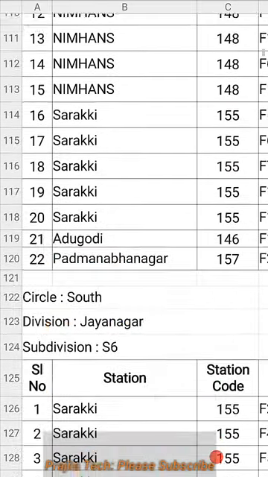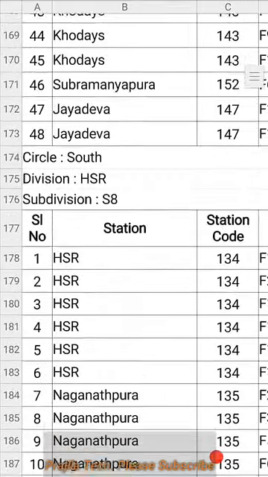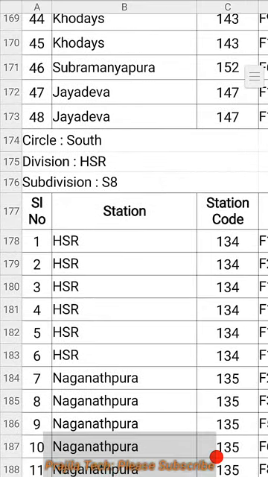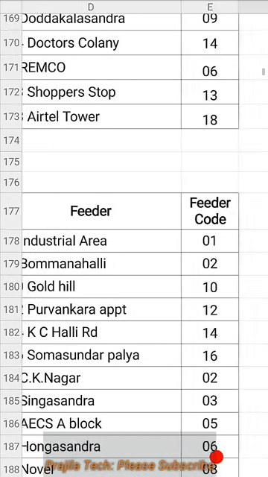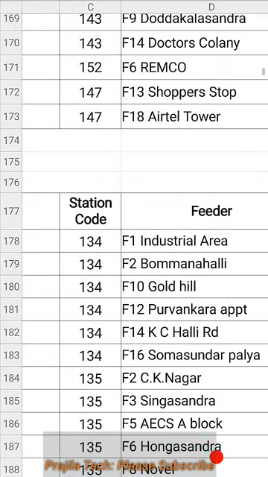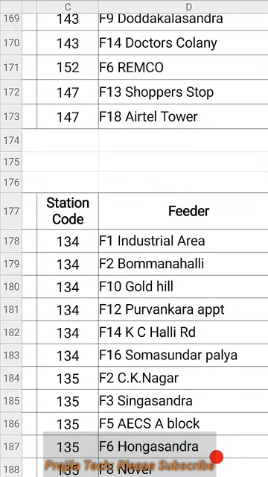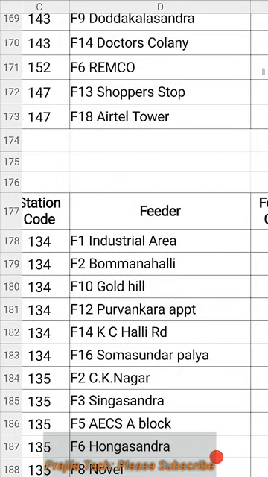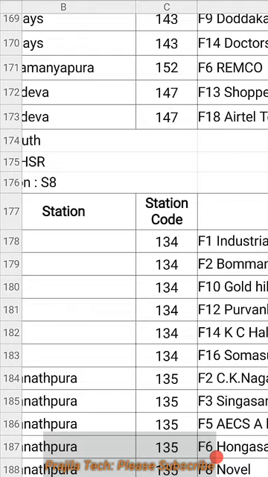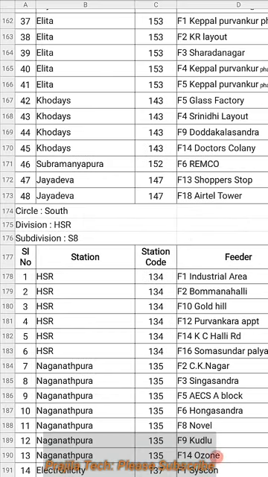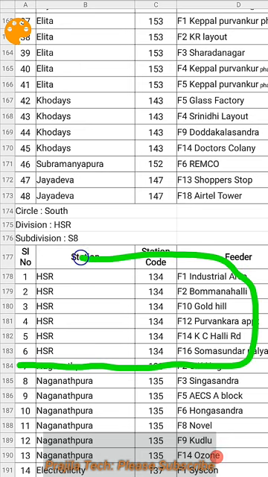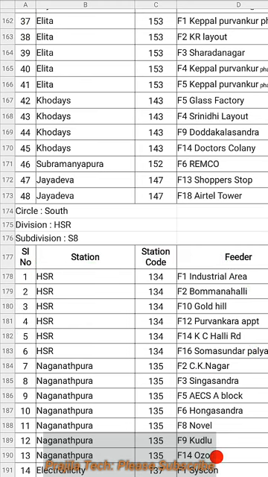In my case I wanted to apply for HSR, so I am scrolling down to see HSR. Here is HSR in my case. Circle is South, subdivision is S8 and division is HSR. And if you scroll a little to the right, you can see which area you fall under. For example, in my case I am looking for the Bommanahalli area. You can see in the second line HSR and Bommanahalli, station code 134, and the feeder area is Bommanahalli. So this is all the HSR area, feeder areas coming under division HSR.